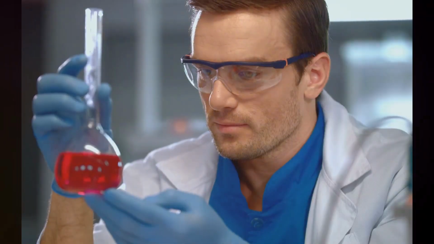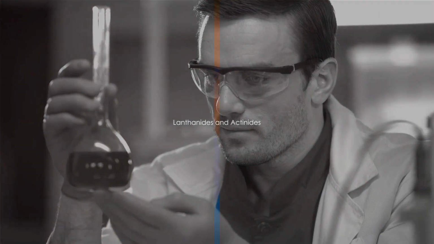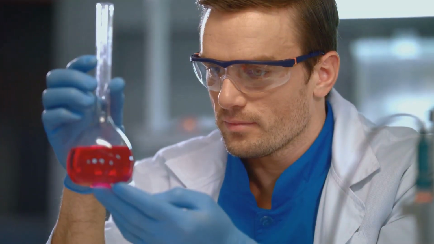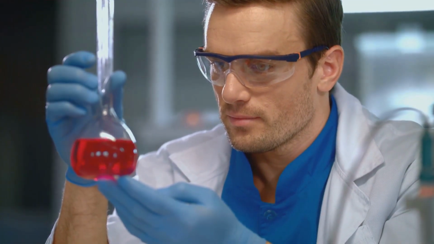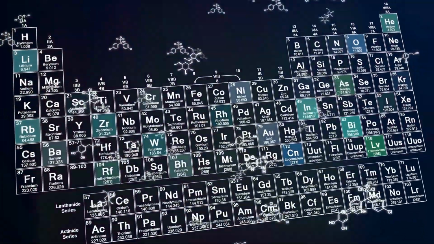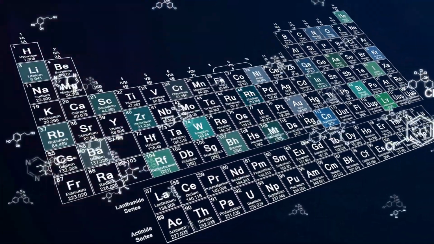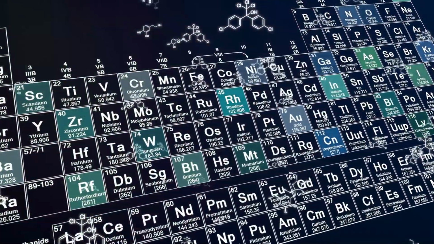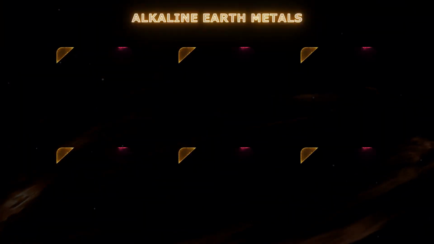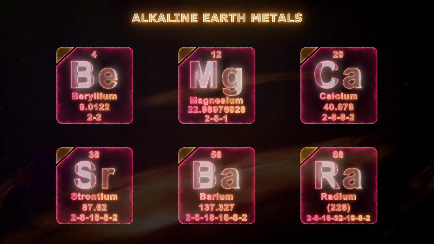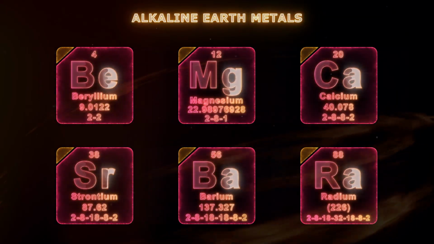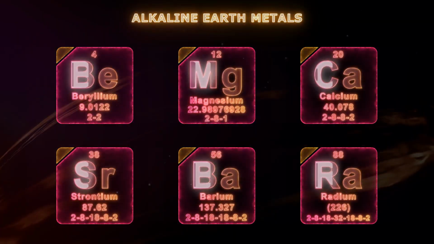Last but not least, let's not forget the lanthanides and actinides. Nestled at the bottom of the periodic table, these two series of elements, 15 each, are often overlooked, but they certainly pack a punch. Let's dive in. The lanthanides, also known as rare earth metals, are incredibly useful. They're found in everything from cell phones to renewable energy technologies.